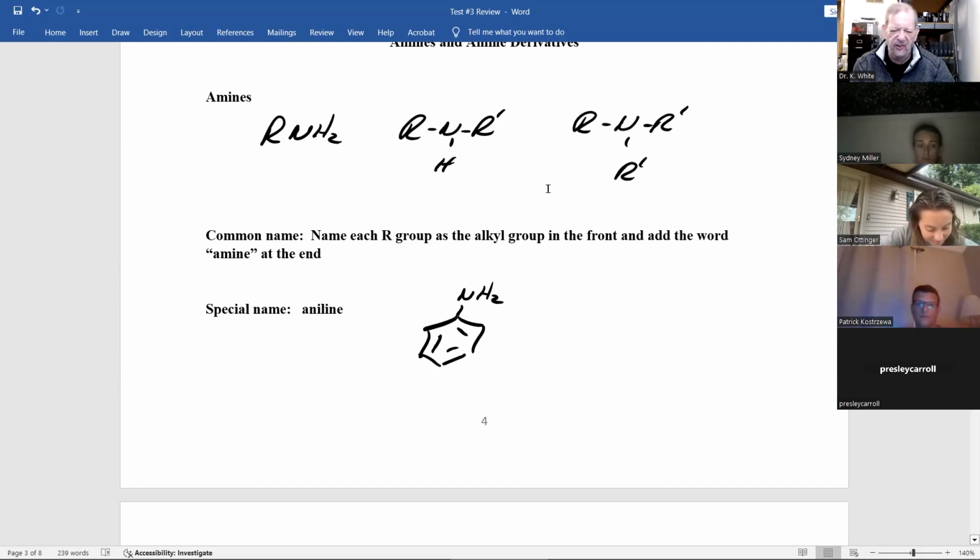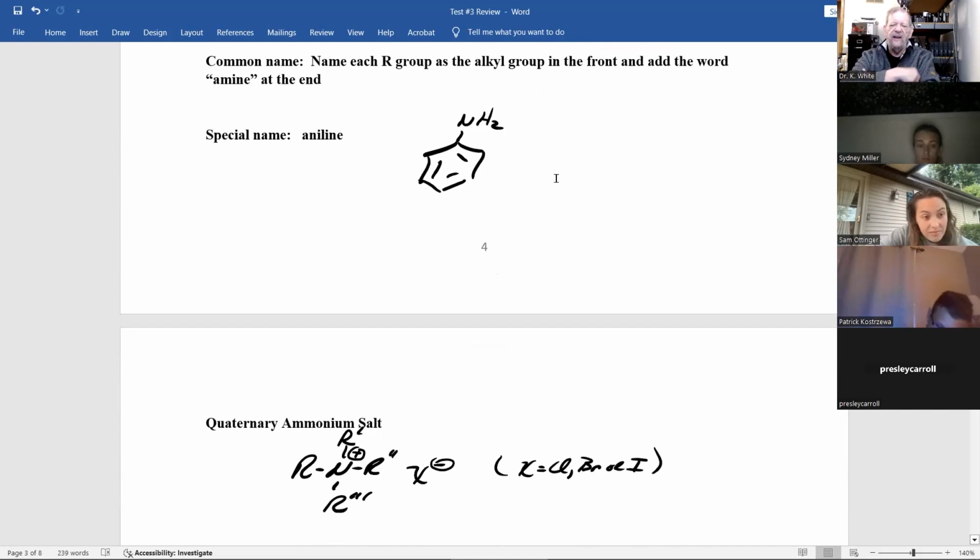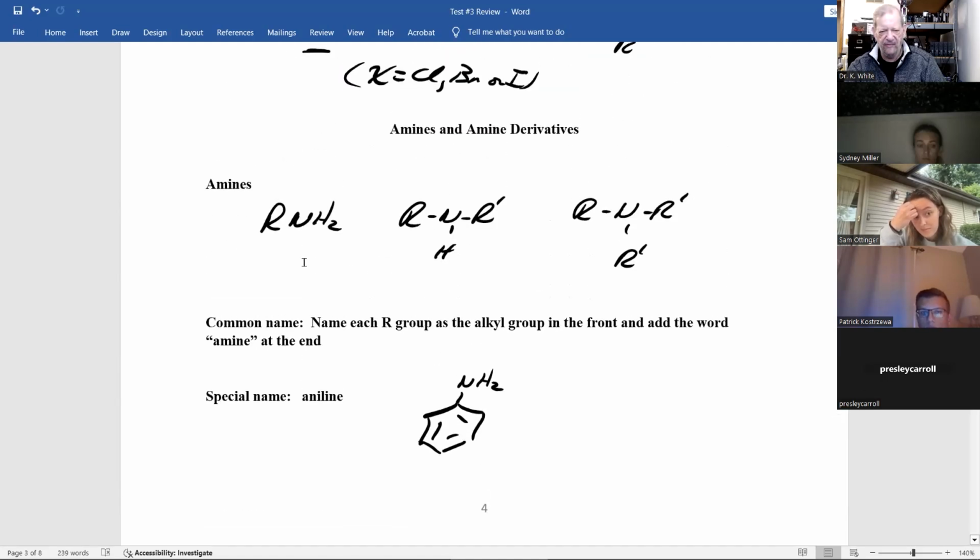Now, there's one special amine you should know, and this is like benzoic acid and also like phenol. IUPAC said this name's been around for generations, we're not going to change those, organic chemists. So when you have a benzene ring with NH2, that's called aniline. Now, these are amines, and in an amine, nitrogen has 3 bonds to it, unlike carbon.